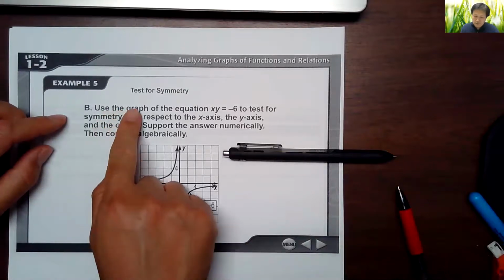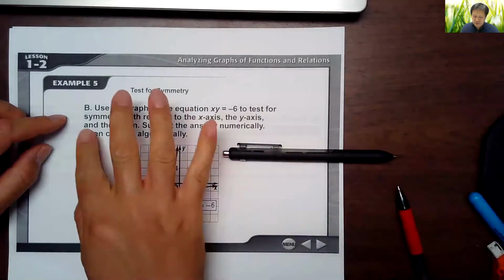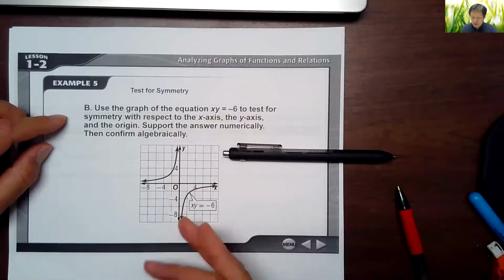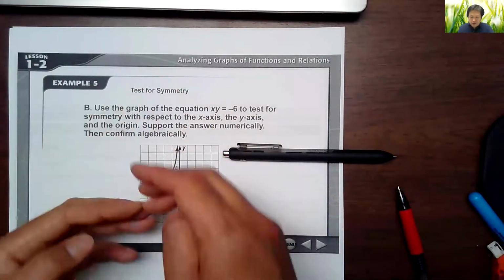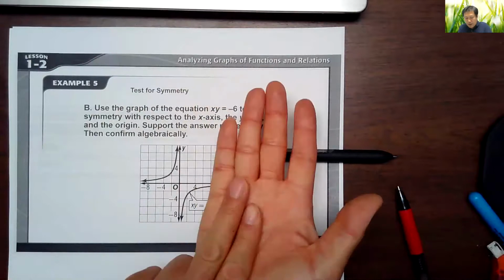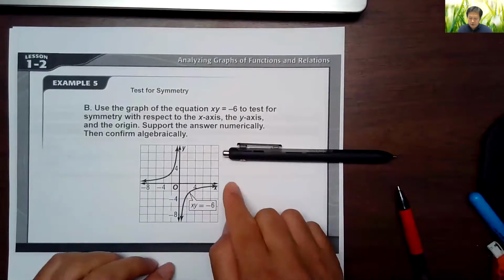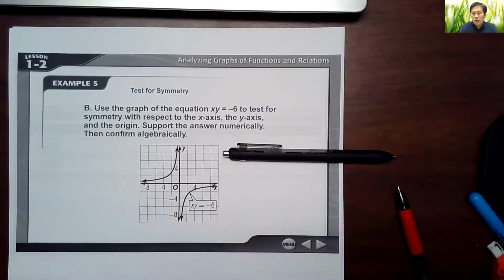Use the graph of the equation xy = -6 to test for symmetry. This is the graph provided. The top left corner of this graph, if you reflect over the y-axis, you will have something like this. Then reflect that over the x-axis, and it will match. So graphically, you know this is symmetric over the origin.